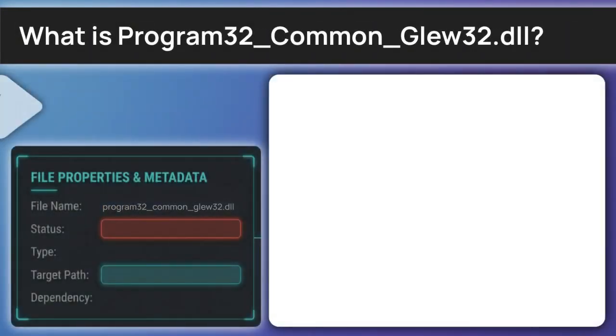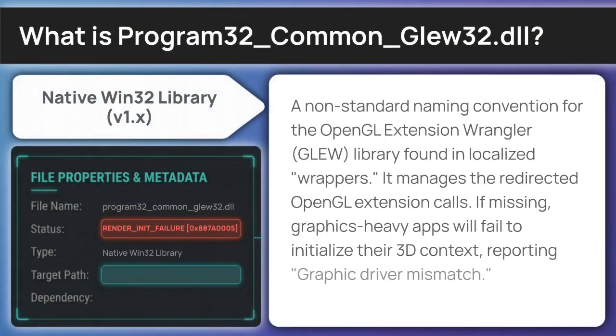This is the Program 32 Common OpenGL Extension Wrangler 32, a non-standard naming convention for the OpenGL Extension Wrangler GLEW library found in localized wrappers. It manages the redirected OpenGL extension calls. If missing, graphics-heavy apps will fail to initialize their 3D context, reporting graphic driver mismatch.